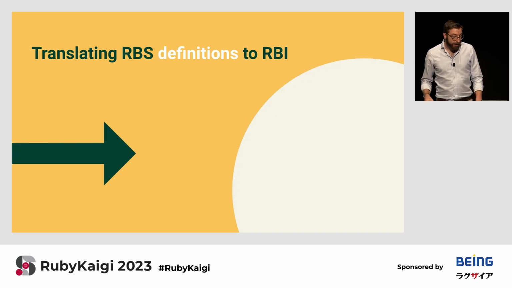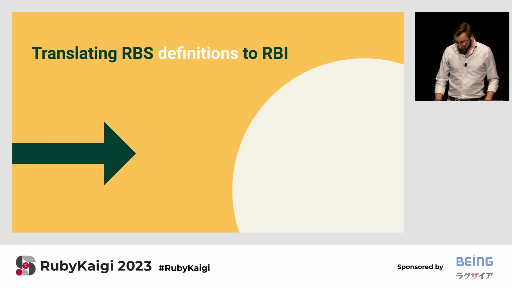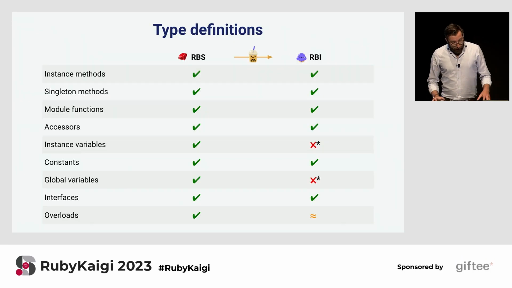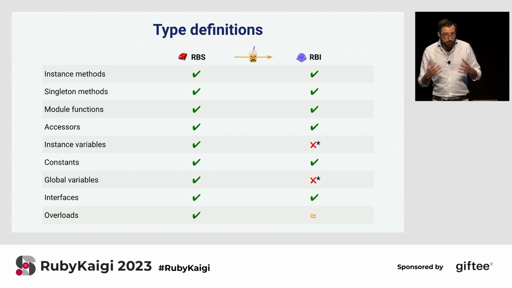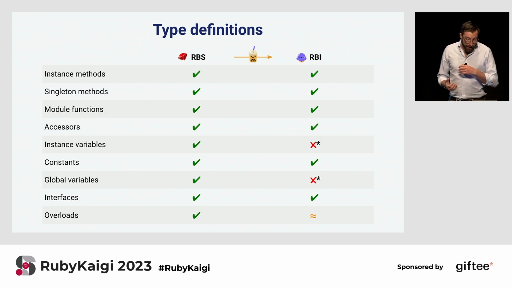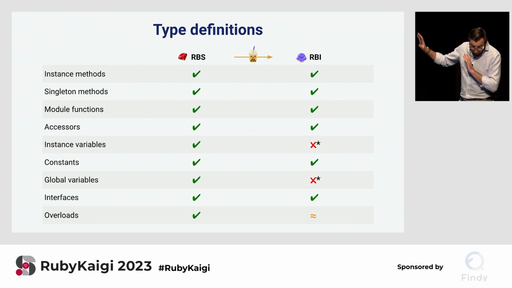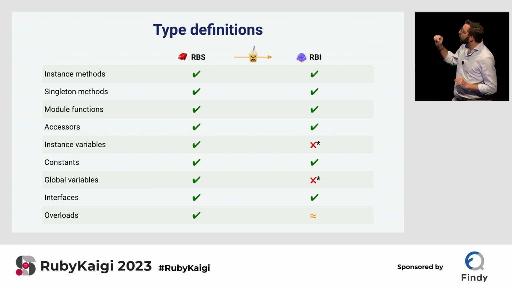So let's see how we can actually translate RBS definitions to RBI. First, RBS and RBI are actually quite similar in terms of features you can use to type your code. You can type instance methods, singleton methods, module functions, accessors, instance variables, constants, global variables not directly, interfaces and overloads, no problem. For the global variable, we actually rely on an inside-the-code type annotation.